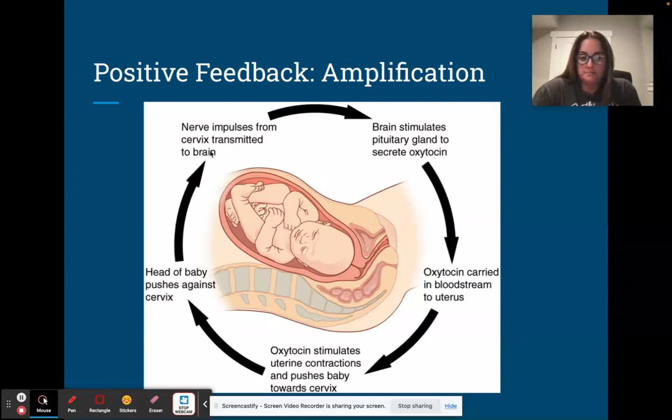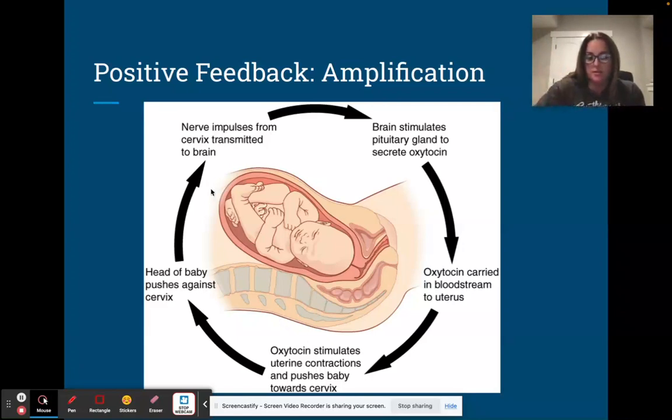impulse to the brain. And the brain recognizes that as a stretch and tells the pituitary to produce oxytocin. Oxytocin is a hormone that is released into the bloodstream and then docks on the cells of the smooth muscles of the uterus. And when that happens, oxytocin causes the smooth muscles that make up your uterus to squeeze. It also can impact your digestive system and other places, but causes those smooth muscles to squeeze.